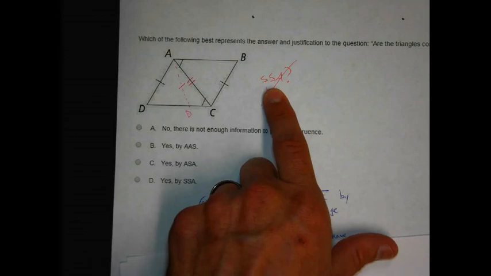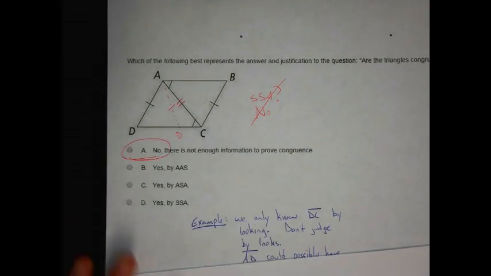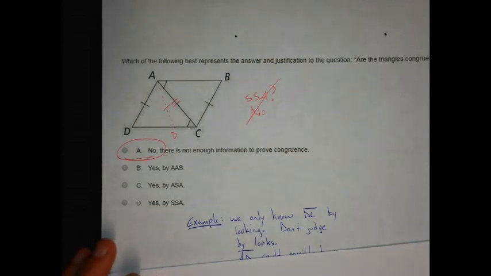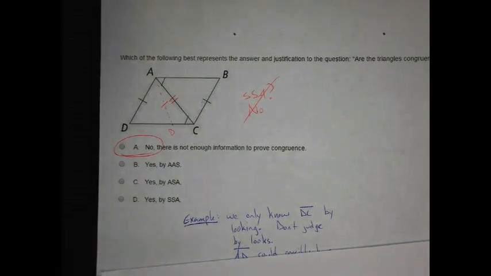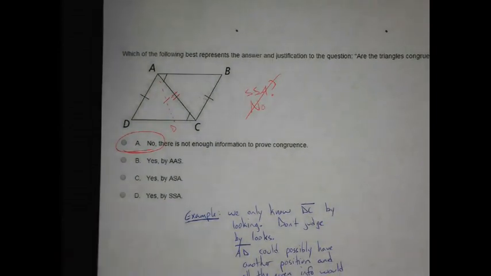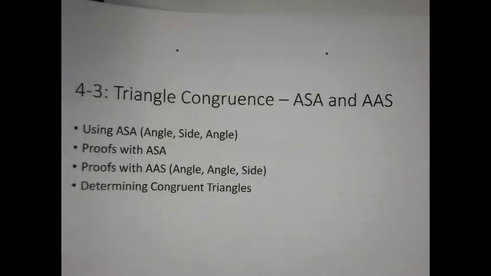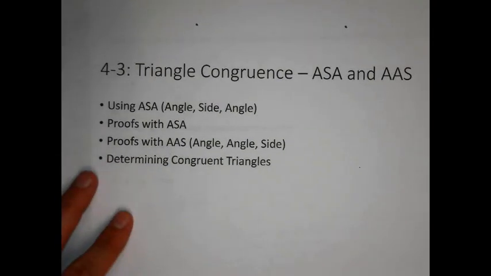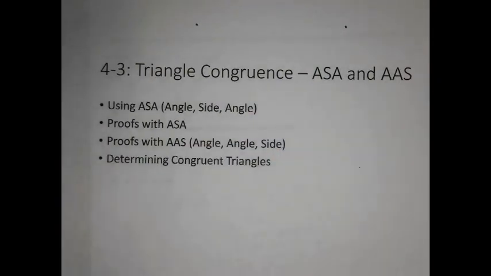So can we answer the question? No. There is not enough information to establish congruence because side-side-angle is not a thing. And that, my friends, is a cool thing to understand. So hopefully you do. I hope you enjoyed this lesson. Feel free to watch it again and rewind. Just remember, we talked about triangle congruence using angle, side, angle, and angle, angle, side.